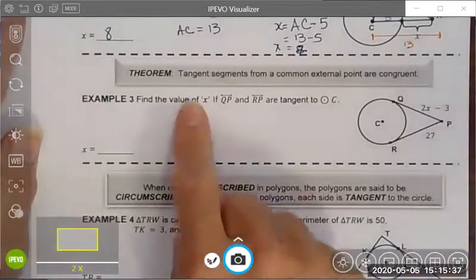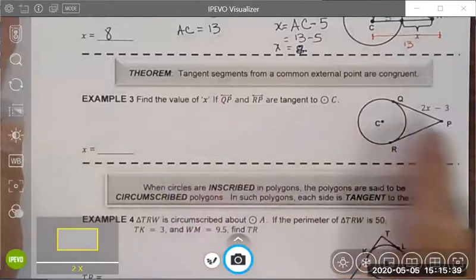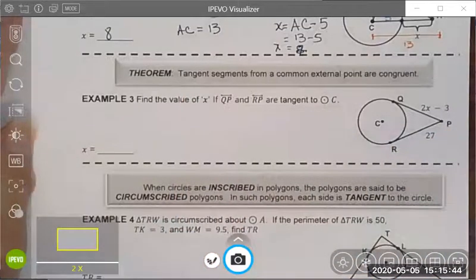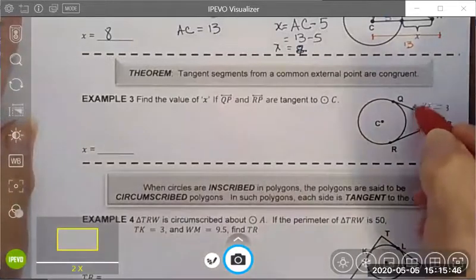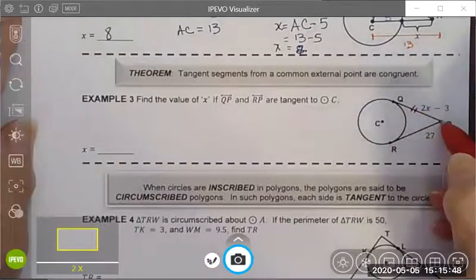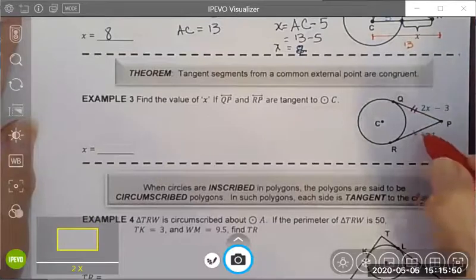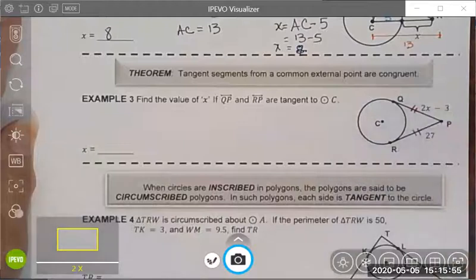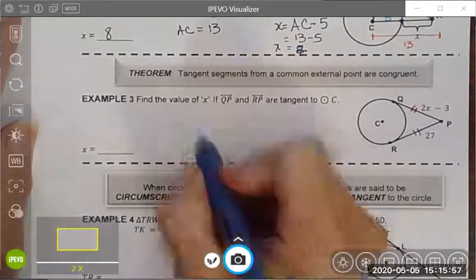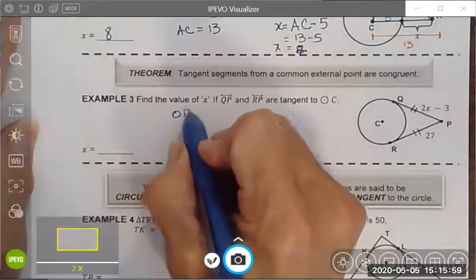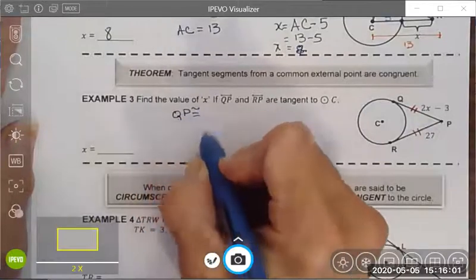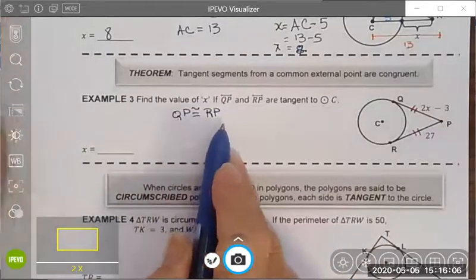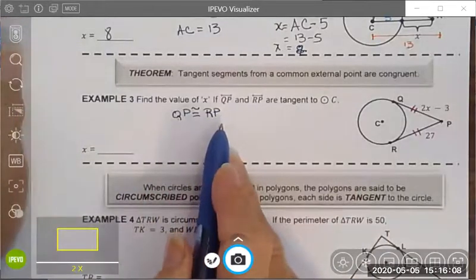In this case, the theorem is telling us that tangents from a common external point are congruent. If I map out what that looks like, this theorem is telling me that these two segments, since they originate at the same exterior point and are tangent to the same circle, must be equal to each other. Geometrically, what that means is QP is going to be congruent to RP. There's your geometry, guys. That's all there is to it. From here, it's all algebra.